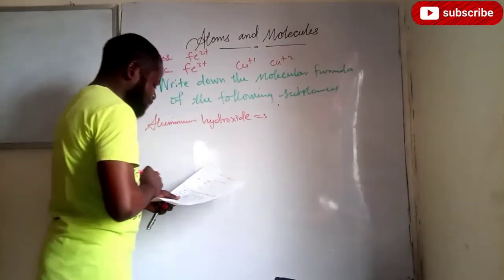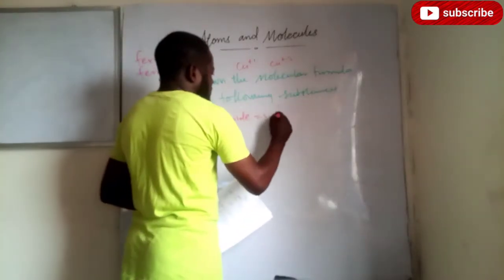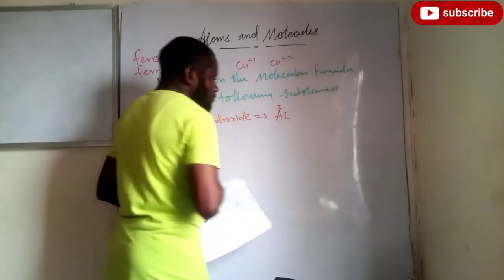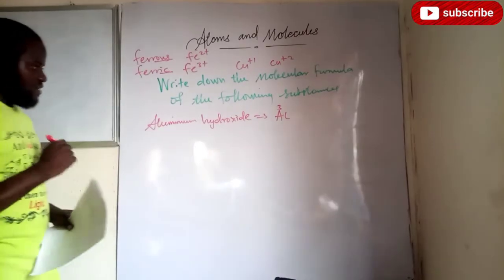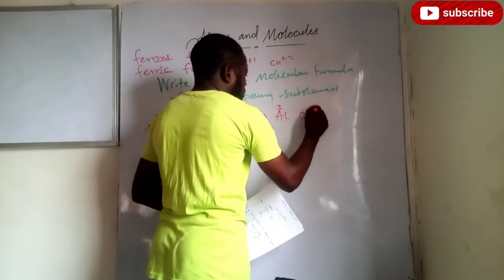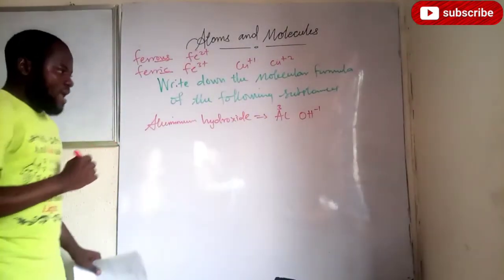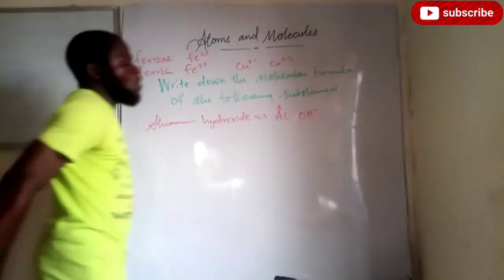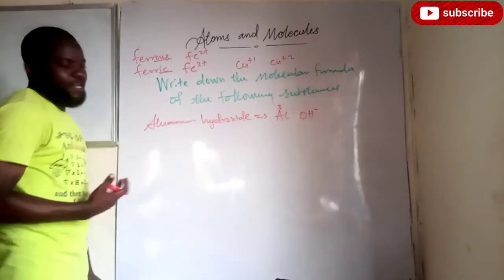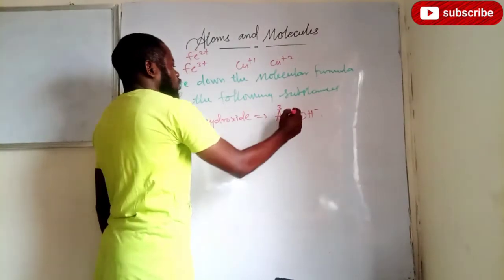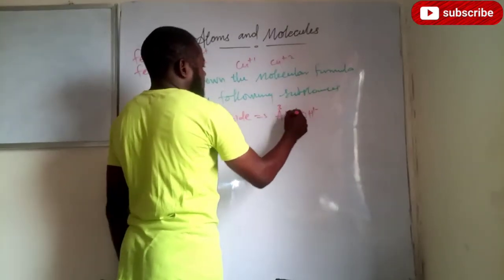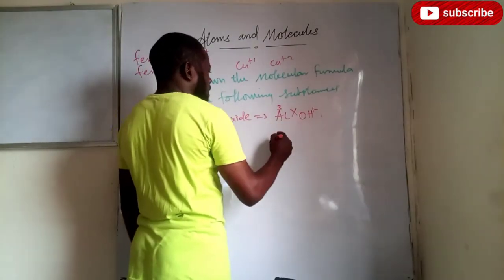Now, this aluminium, we have this to be 3 plus. Abi? The valency electron is 3. Hydroxide is OH 1 minus, or OH minus. That is hydroxide. So if this one is 1 and this one is 3, if I cross multiply, I'm going to have what?